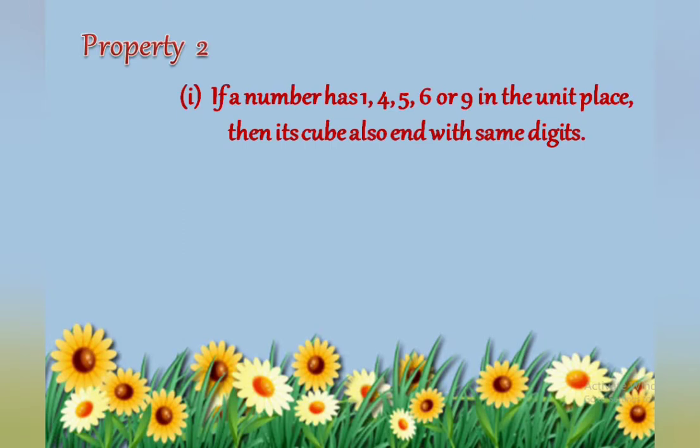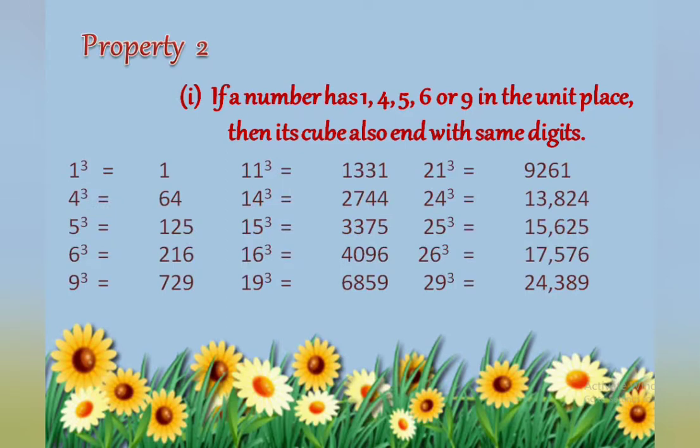Property 2 says that if a number has 1, 4, 5, 6 or 9 in the unit place, then its cube also ends with the same digit. Let's check it. 1 cube equals 1 itself. What about 11? In 11, the 1's place is 1. What about the cube? It is 1331. In the cube also, the 1's place has the same digit 1.